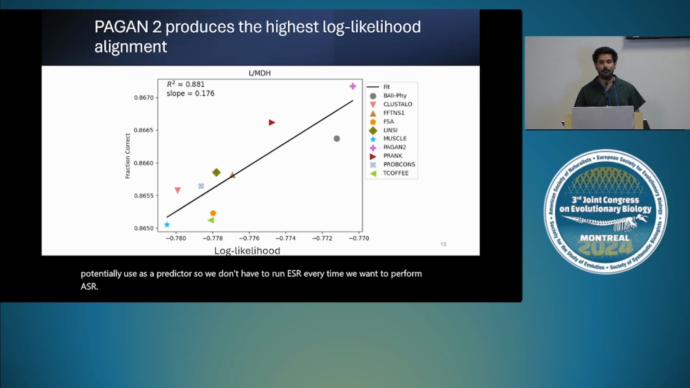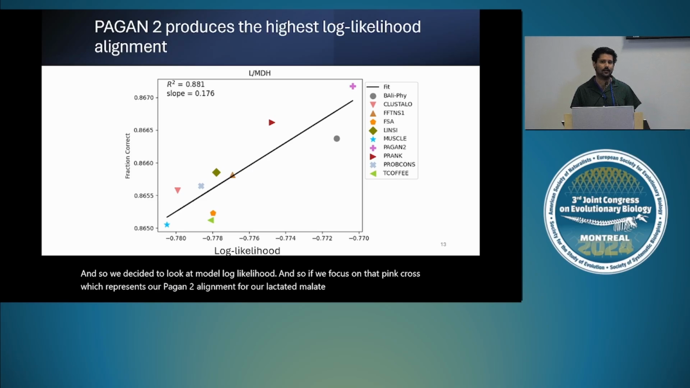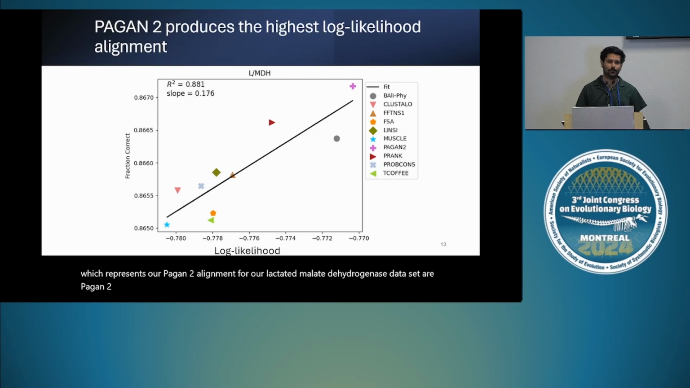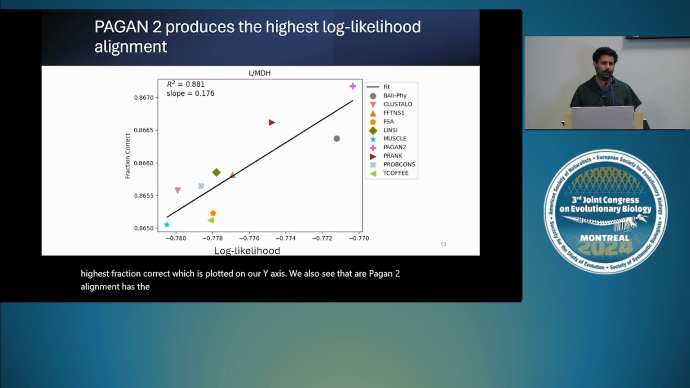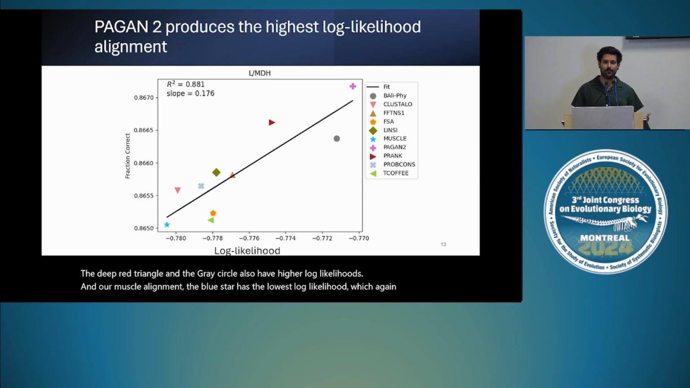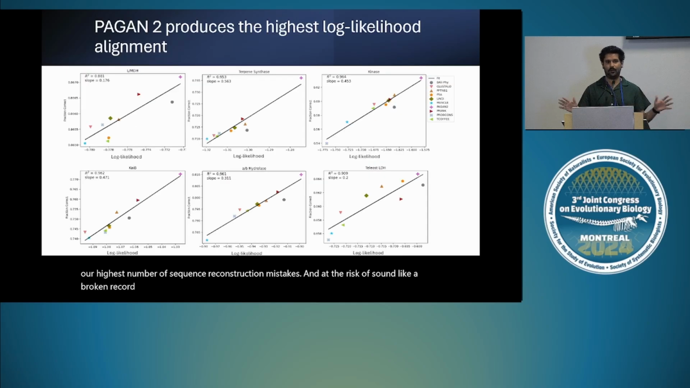And so we decided to look at model log likelihood. If we focus on that pink cross, which represents our Pagan 2 alignment for our lactate and malate dehydrogenase data set, our Pagan 2 alignment has the fewest number of sequence reconstruction mistakes and our highest fraction correct, which is plotted on our y-axis. We also see that our Pagan 2 alignment has the highest log likelihood. Similarly, our phylogeny-aware alignments, the deep red triangle and the gray circle, also have higher log likelihoods. And our MUSCLE alignment, the blue star, has the lowest log likelihood, which again also had our highest number of sequence reconstruction mistakes. And at the risk of sounding like a broken record, this is the same for all of the data sets that we tested.